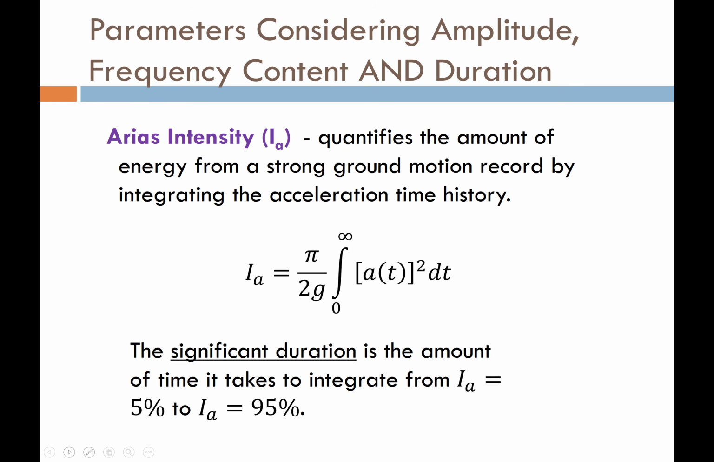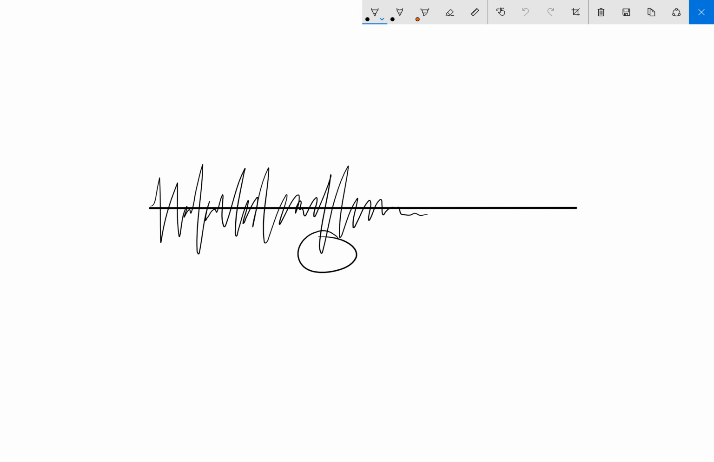One very popular parameter is called the Arias intensity, and all this is a quantification of the amount of energy in the ground motion record. If I want to look at Arias intensity, all I'm going to do is sum up the area beneath each one of these little curves here. I'm going to sum it up all the way.